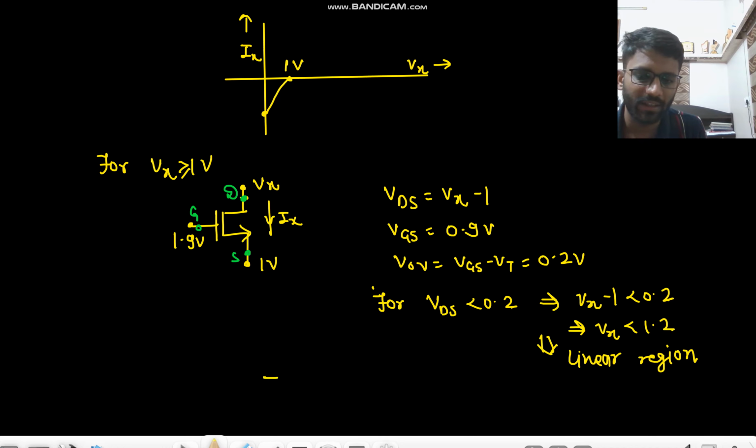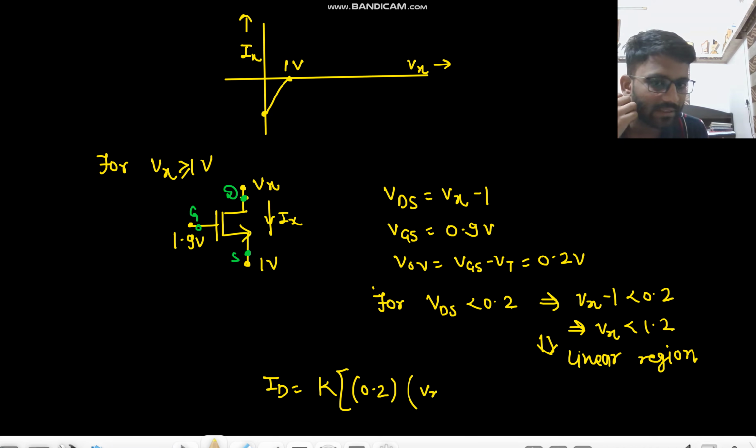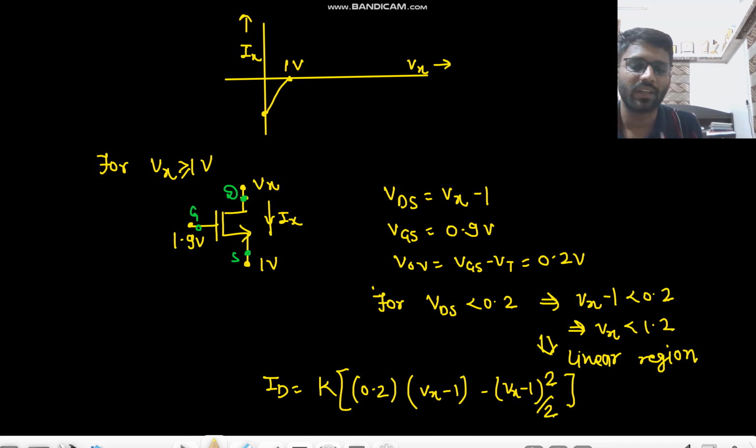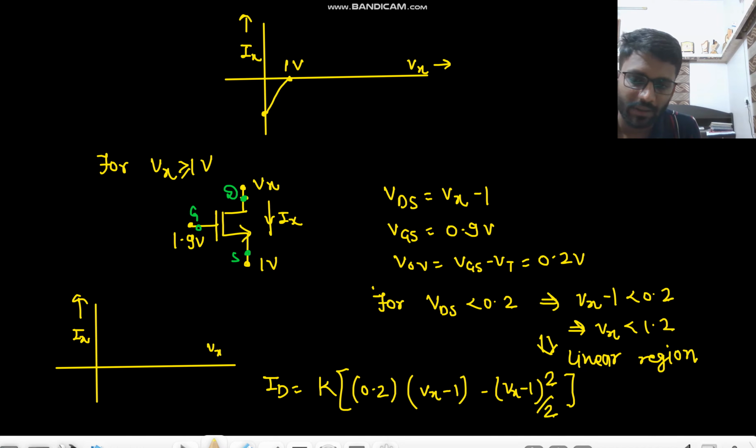So what will be the current? Id will be some constant times Vgs minus Vt into Vds minus Vds whole square by 2. So if you draw the curve, Ix versus Vx for Vx less than 1.2, this is the linear region. If you increase the Vx value, your Vds will increase.